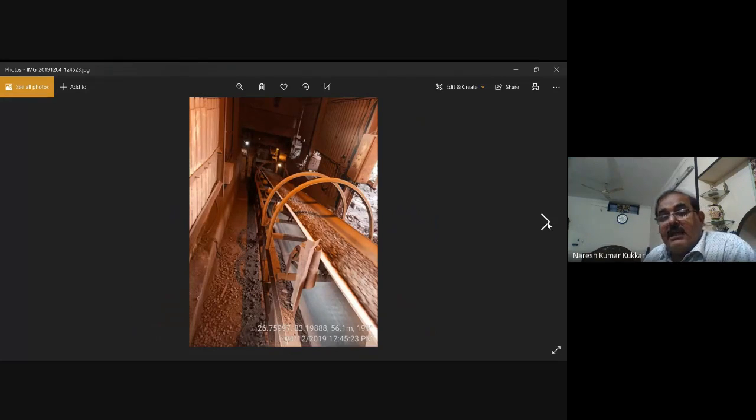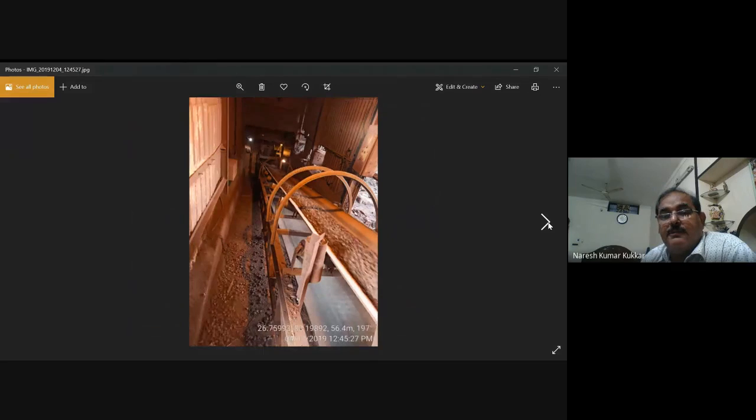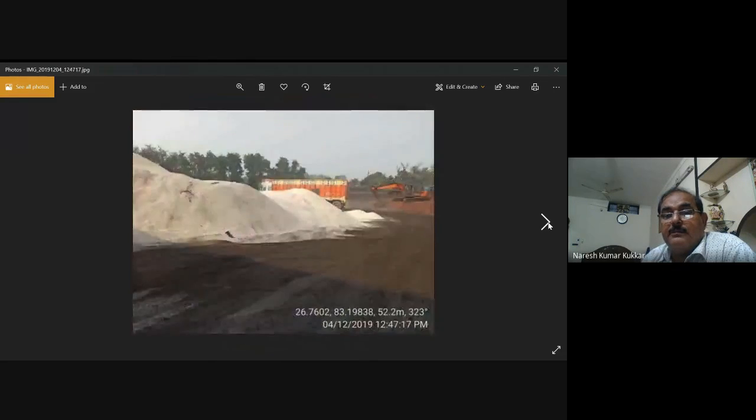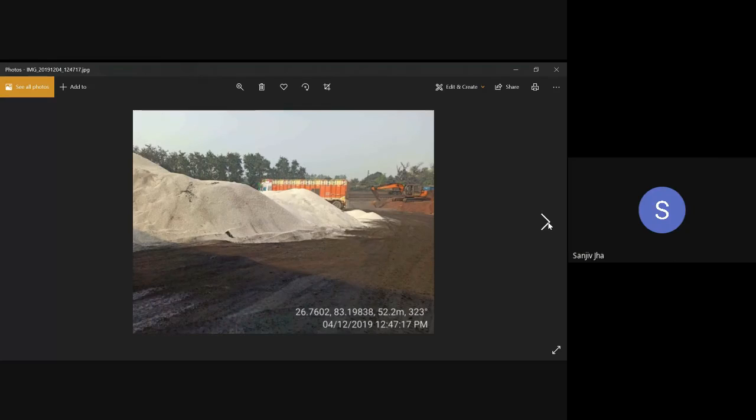See the starting area. The conveyor lifting the iron ore. And this is iron ore. After iron ore, we were taken one.